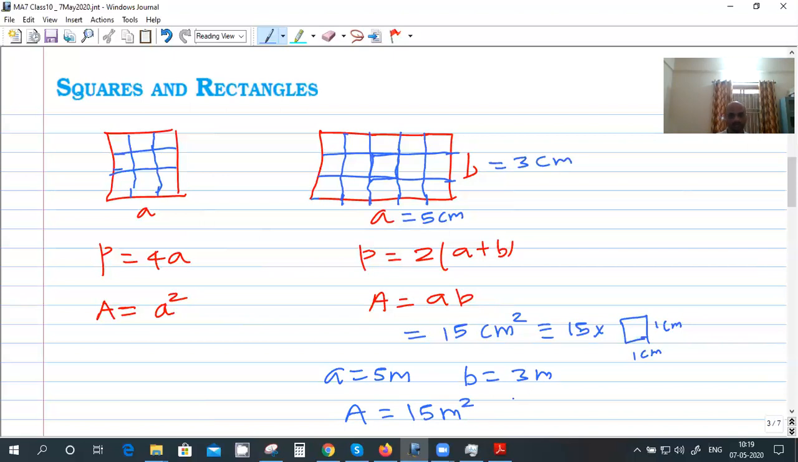Okay. So what does this mean? If I take a square of 1 meter by 1 meter, I'll be able to fit in how many such squares in this area? 15. That is the meaning of the area being 15 meters square. Okay. So the area of a rectangle, perimeter of a rectangle, and square we know, and some understanding of the formula of the area as well. Perimeter, it's obvious. Perimeter means you have to find the total length of all the sides, right? Yes, sir. That formula is trivial.